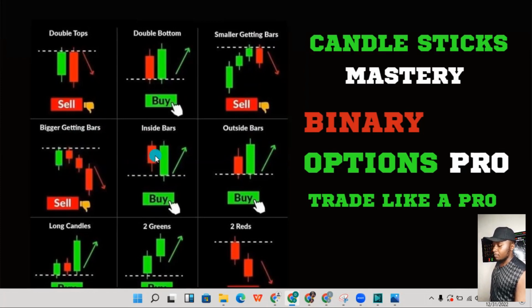And then the inside bar. Take a look at the inside bar candles and how they look. We have a red candle.